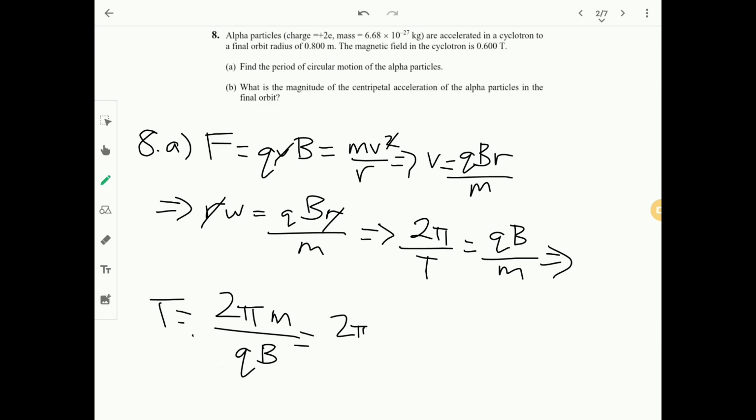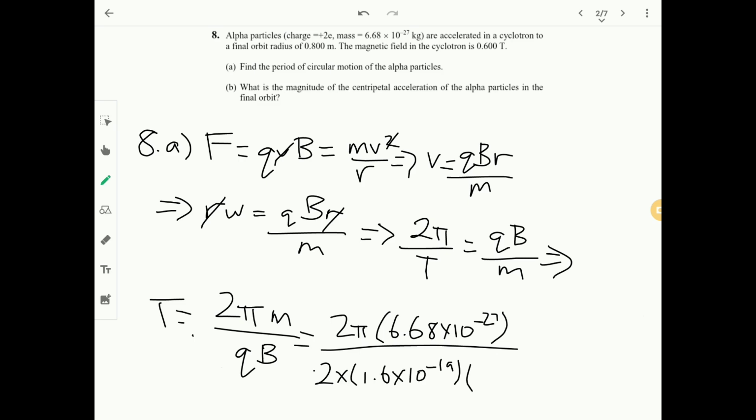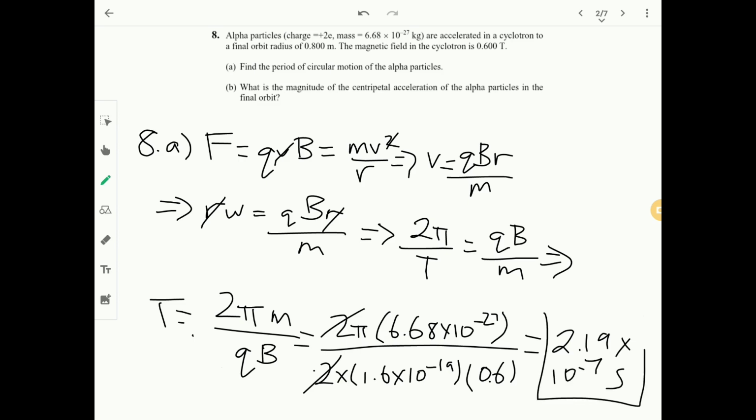When we simplify 2 pi, the mass, 2 times 1.6 times 10 to the minus 19 times the magnetic field 0.6. The 2's cancel. You get that the period is 2.19 times 10 to the power of minus 7 seconds. Right? So the alpha particles, every time around a circle, it takes them 2.19 times 10 to the power of minus 7 seconds. So what we did here was we equated the centripetal force to the magnetic force, found an expression in terms of v, found one in terms of omega, and then using that we found the period.